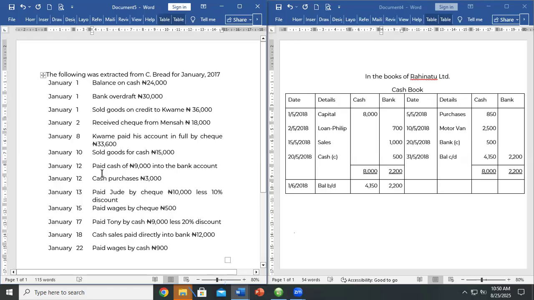Cash purchases. Paid dues by check, less 10% discount. So I think you are seeing the discount appearing, the more reason why we have to prepare the 3-column cash book. Okay, so let me set it up here so we can prepare this 3-column cash book.